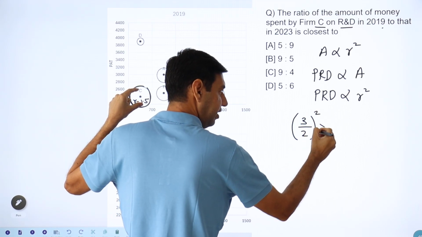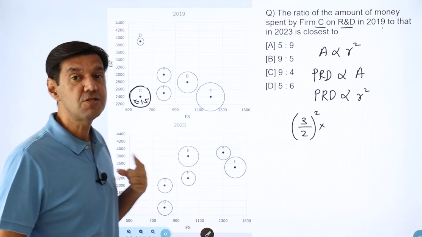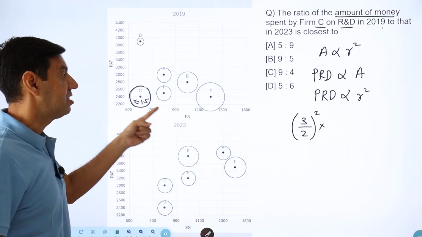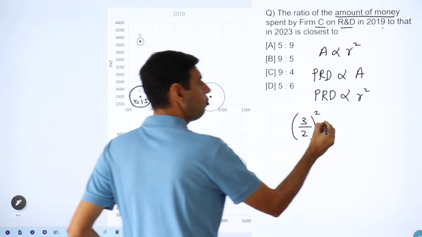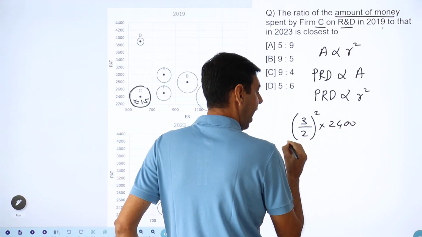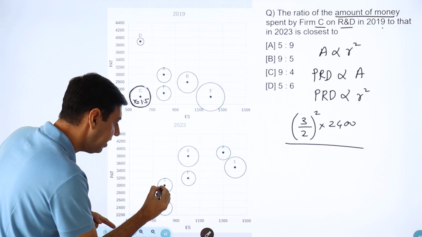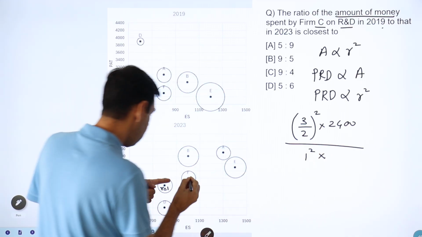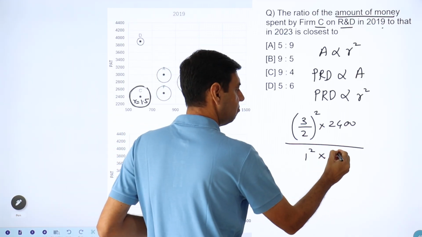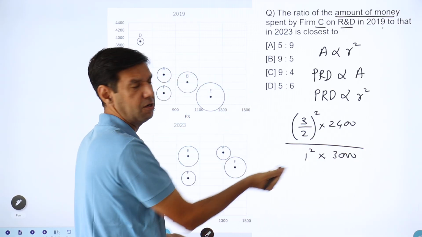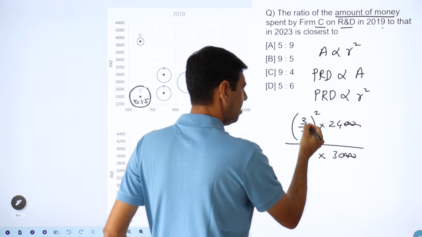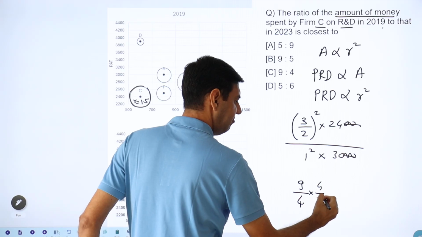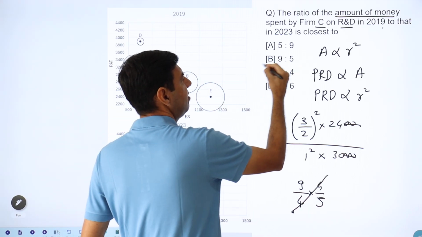R squared into... Now remember, this is a percentage of the PAT, whereas the question says the amount of money spent. So this much percentage of PAT, and what is PAT? 2400. And if I look at the same thing here, now the radius is an exact 1 grid line. So R squared is going to be 1 squared, of 3000. This is the ratio that is required. Doesn't look very difficult, right? So this is going to be 9 by 4 and this is going to be 4 by 5. The 4 cancels out, 9 is to 5, direct answer we get.